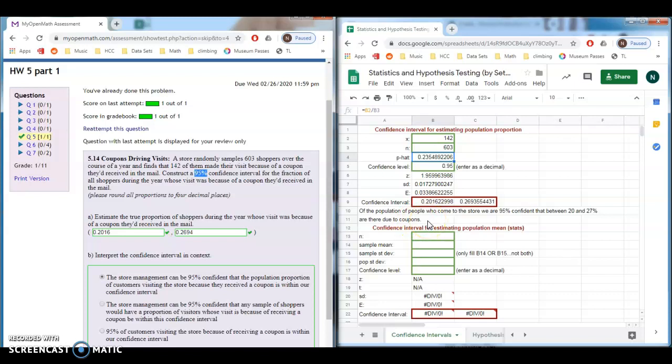But we don't know if it's 21% or if it's 26%. We're just 95% sure that it's not 19% or any number less than 20, and it's not like 50% are coming because of coupons. So it's really just telling us how effective we think sending out coupons in the mail is. And if at least a fifth of people are coming into your store because of coupons, it seems pretty effective.